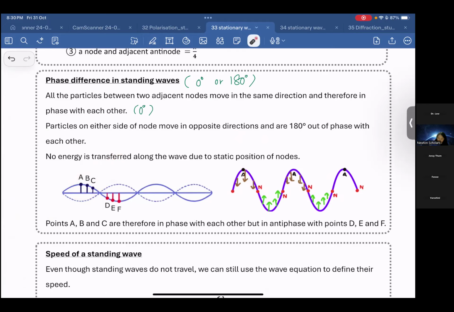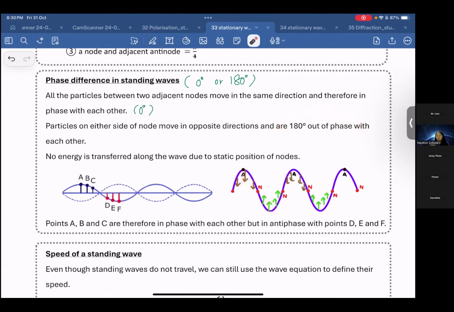Okay, particles on either side of a node move in opposite directions. Okay, if here A, B, C, and D, E, F, you will find that D, E, F is the green color here. They're trying to move upward. This one moving downward, this one moving upward. Their phase difference actually is 180 degrees.